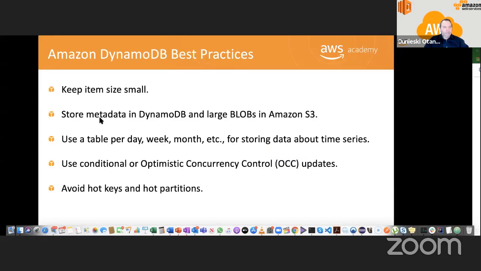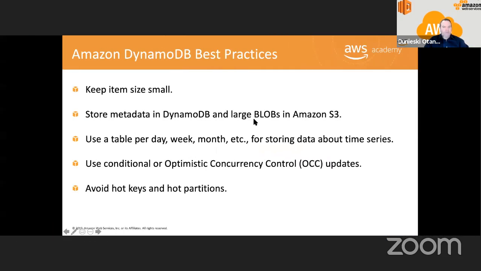Okay, so objects, you put them in Amazon S3. Like pictures, files, videos, all that, and metadata you put in DynamoDB. Use a table per day, per week, month, for storing data about time series. It's good to have some time series there, some timestamps for that. Use conditional or optimistic concurrency control updates.